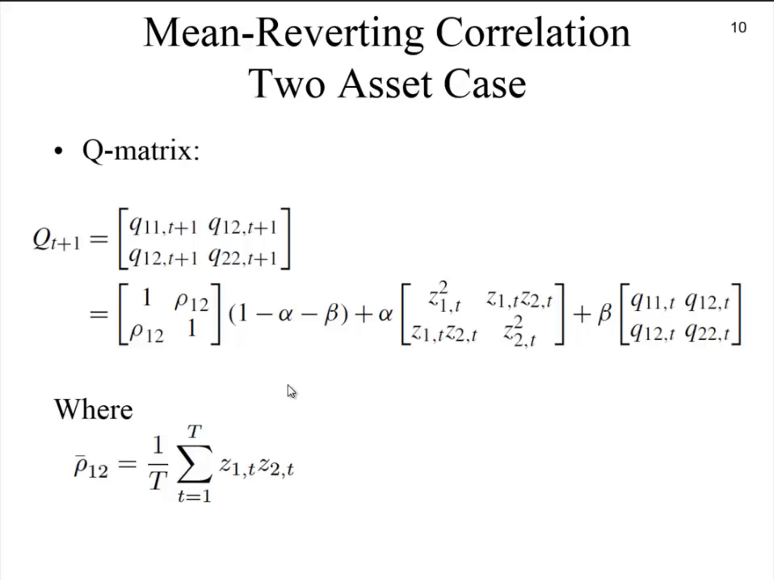In the two-asset case, for the mean-reverting correlation, we can write it as follows. So this is a matrix form to write it. Our Q11, Q12, Q22. So tomorrow's correlation is going to depend on these three parameters. It's going also to depend on the correlation rho bar between asset 1 and 2, and alpha and beta. Again, to obtain the correlations between asset i and asset j, we need to normalize our Q12 variable.